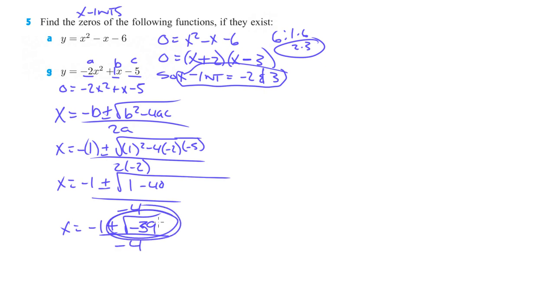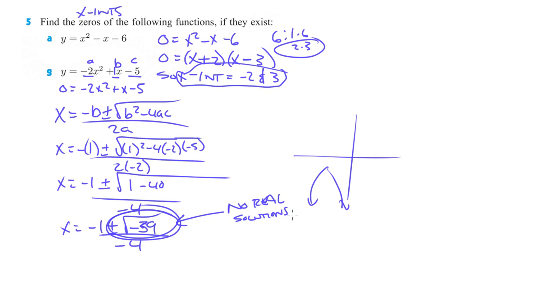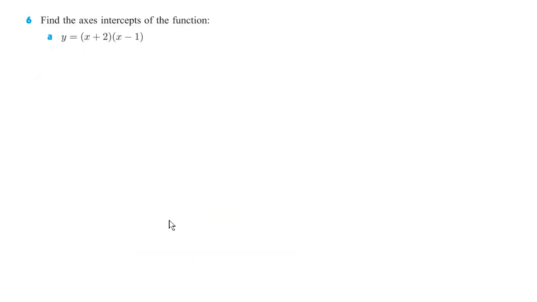Now, as soon as we get a negative under the root, that tells us there are no real solutions. Meaning that this graph, since it's negative 2x squared, is going to be fully below the x-axis, so it will not have any zeros. No real solutions, no zeros. Okay? All right, one last one to look at.